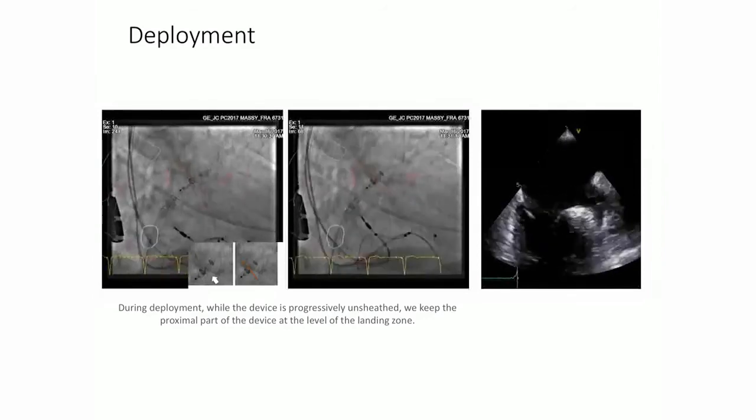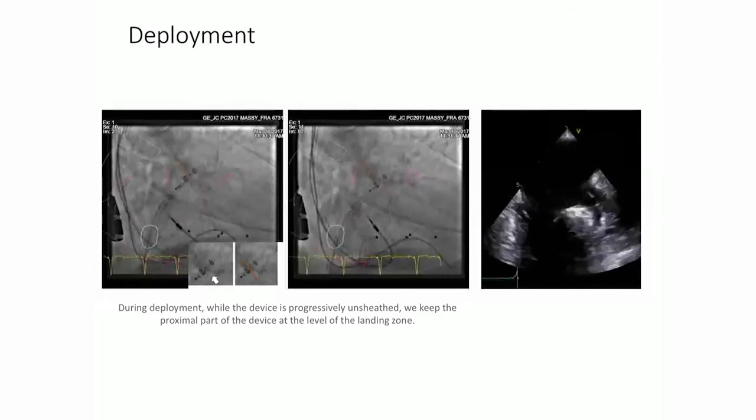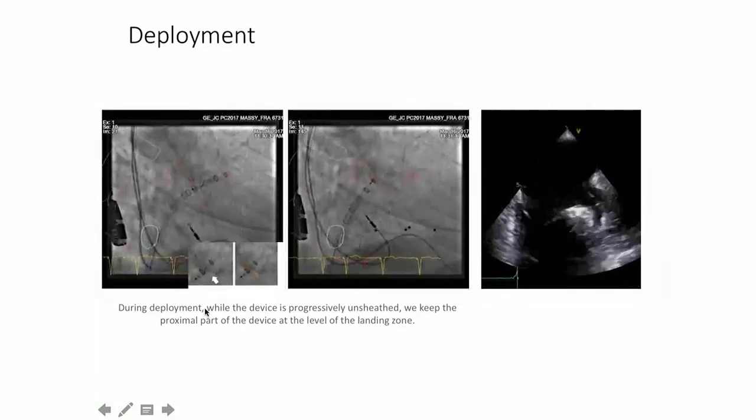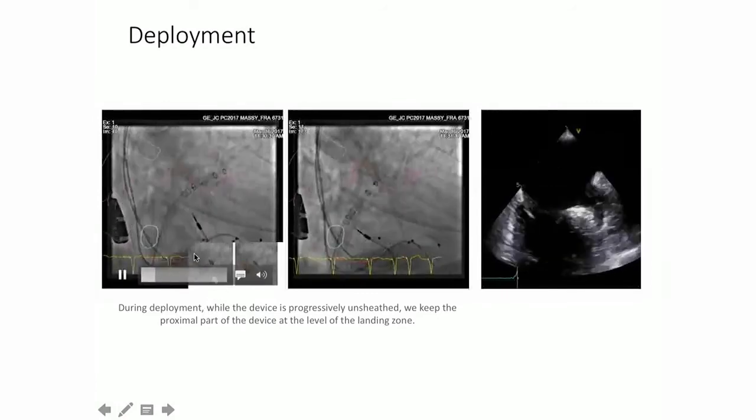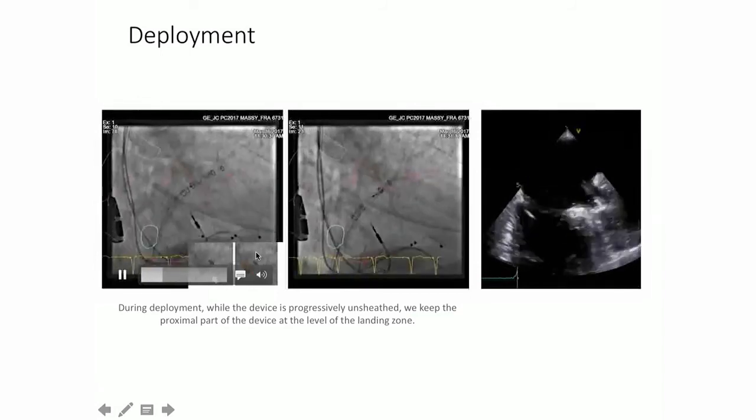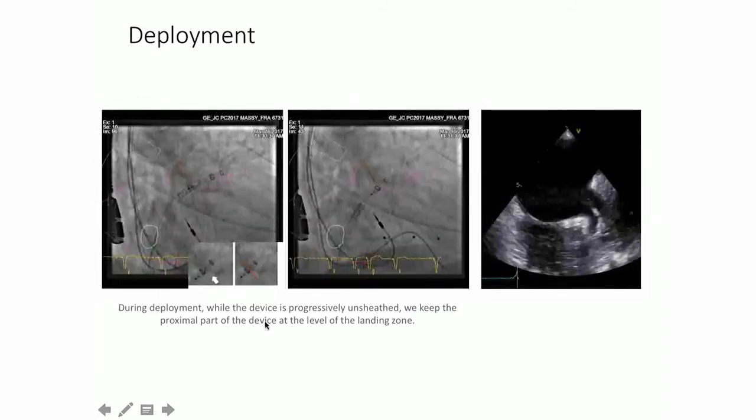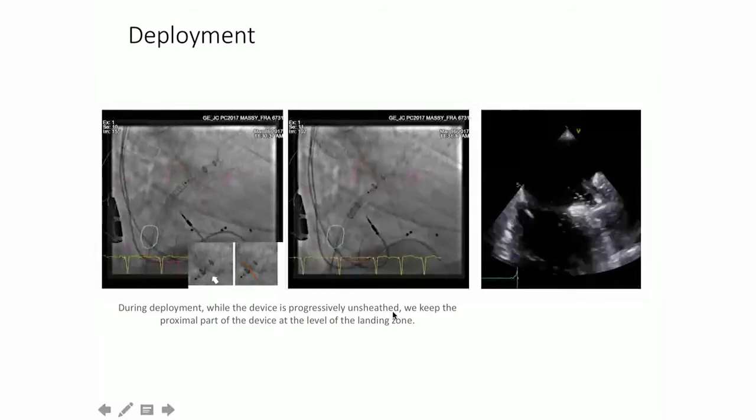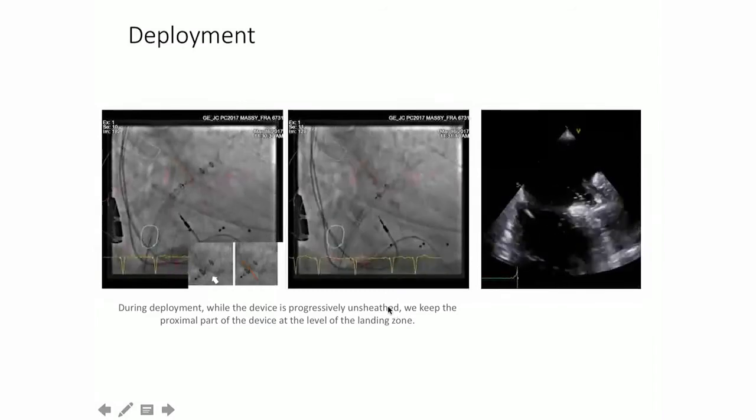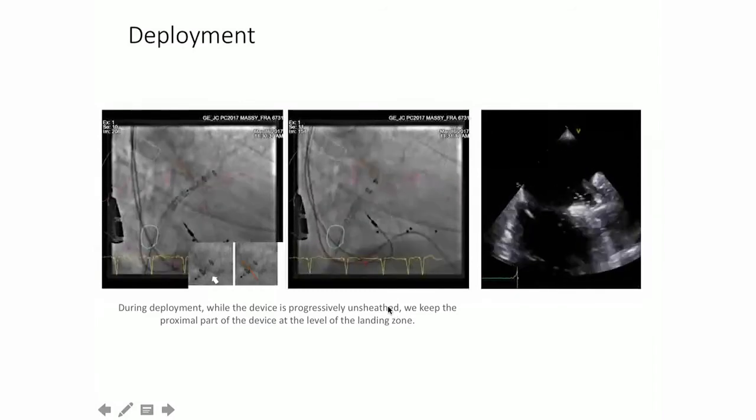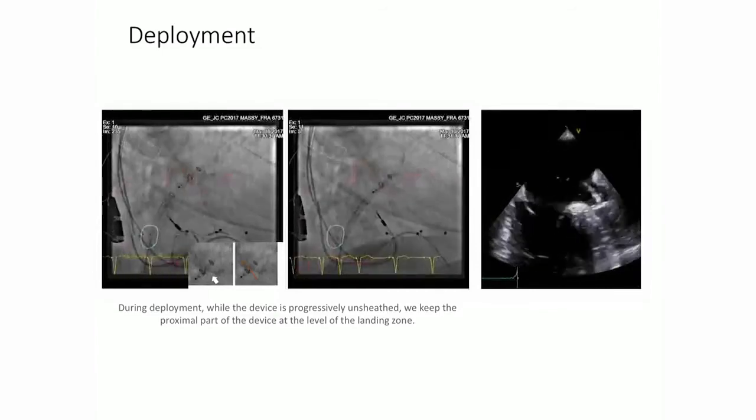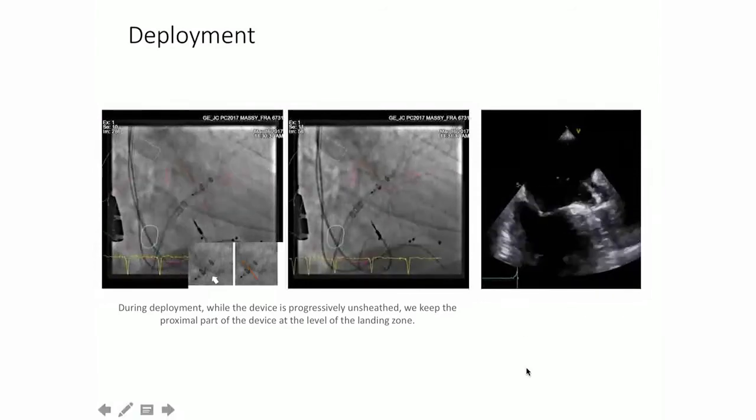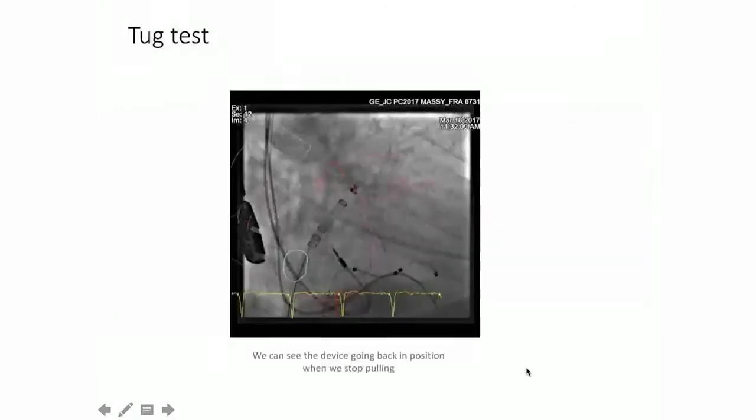We always keep the proximal part of the device at the level of the landing zone, as you can see here. So if we did not have fusion imaging, we would not have this landing zone as we can see on the right side here. So the fusion imaging really helps us with the positioning of the device. Here it is as we're about to unsheath in the middle. And now the device is fully unsheathed. Obviously, we always confirm all of this with TEE.